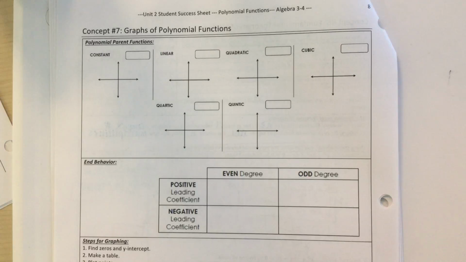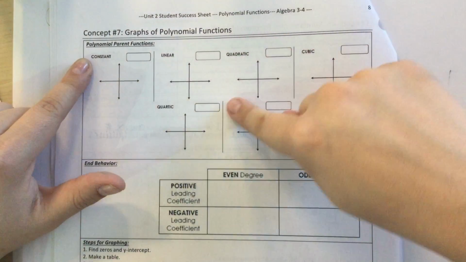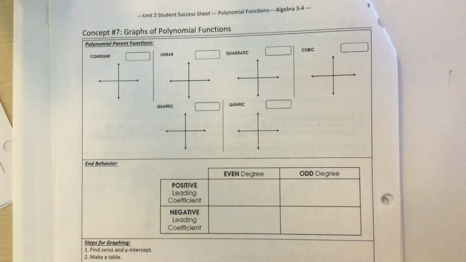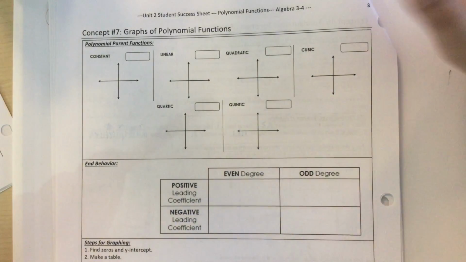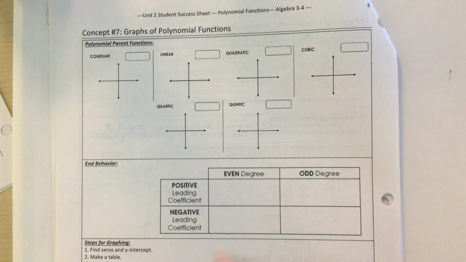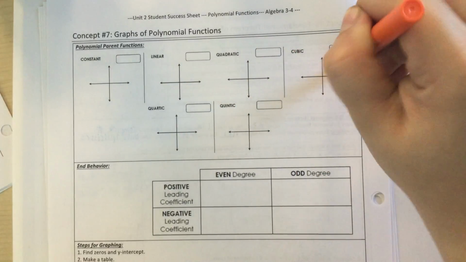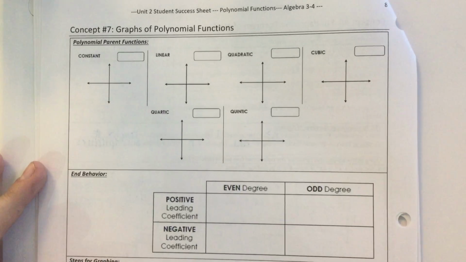So what we want to do first is figure out all of the parent functions that we have. We've done a couple so far. We've done linear and quadratic and cubic. And yeah, those are the ones we've done so far. So we're going to talk about a couple other ones including those. So let me zoom in.